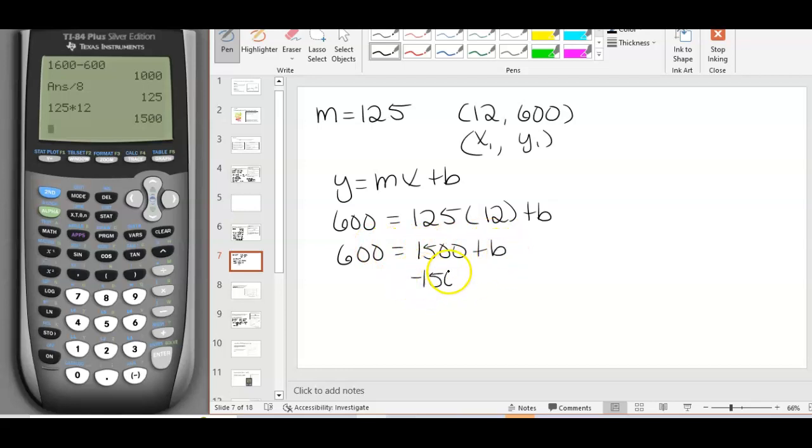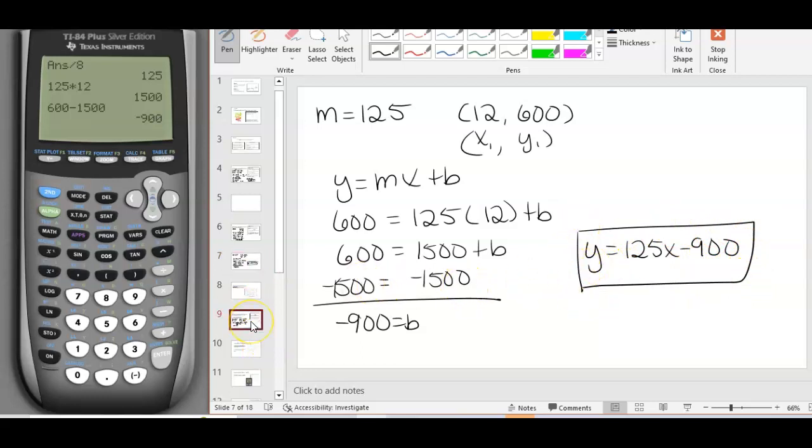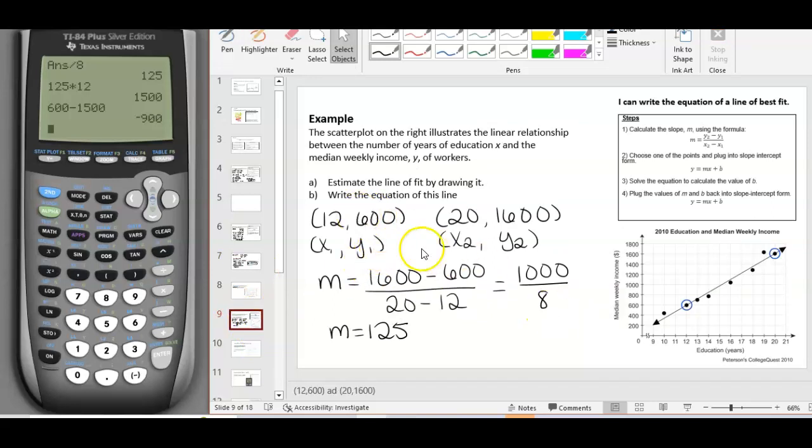Then I'm going to subtract 1500 from both sides. When I do that, I get 600 minus 1500, which is negative 900. So I have negative 900 equals b. My equation is going to be y equals 125x minus 900. So that's the equation of the line that models this data. Now let's see what else it asks us to do in this problem. It just says to write the equation, so we're good.